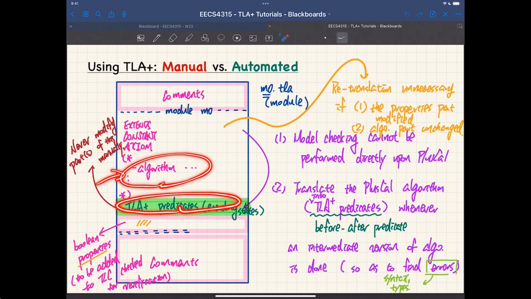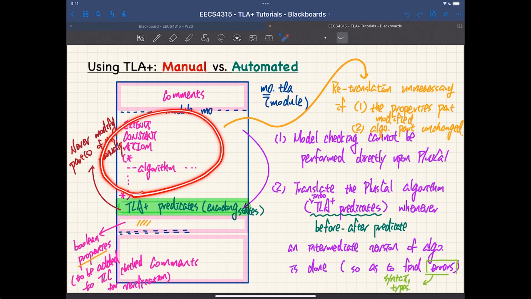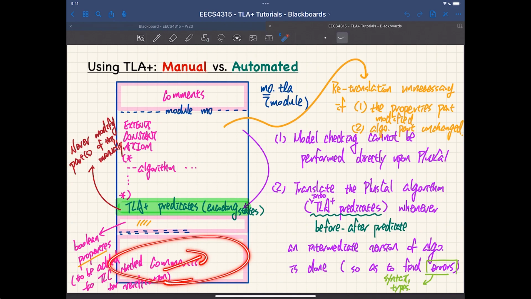And of course, you got to study what's really the correspondence between this algorithm over here and this automatically generated predicate as well. I definitely talk about it in detail in the tutorial. That's one thing. And this part over here also need to be written by you. It will be some Boolean properties that will be checked as invariants or deadlock freedom. That's what we did. Later on, you can also specify some temporal property once we covered some syntax in the class. And of course, outside the range, you can also put some comments here as well.